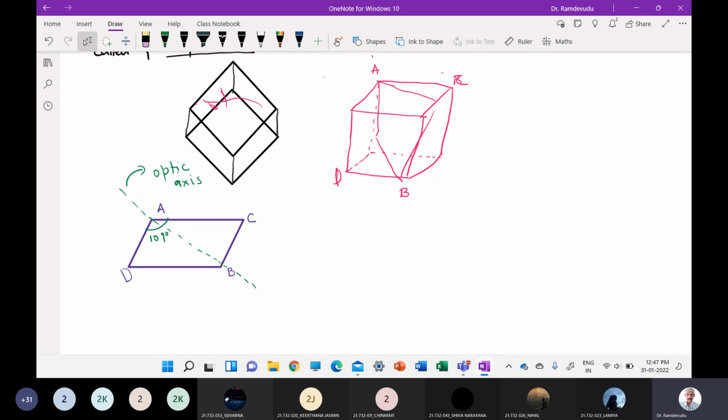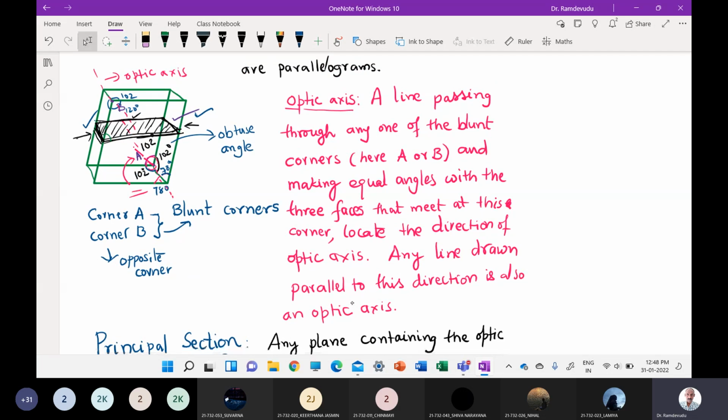So 102 degrees is changed to this, and therefore this will be 71 degrees. Okay, we'll have like this. So therefore we say that in the principal section, the angles are not 102 and 78, but the angles are 109 and, we'll say, 71 degrees. This is important because from the calcite crystal we take a slice, whatever I have shown like this, we call it the principal section, and that principal section crystal cut acts as a polarizer or analyzer. That's why we are defining all this.